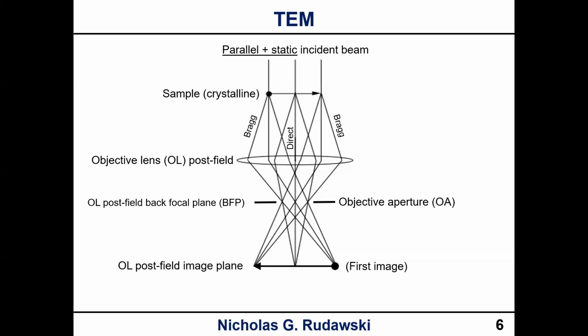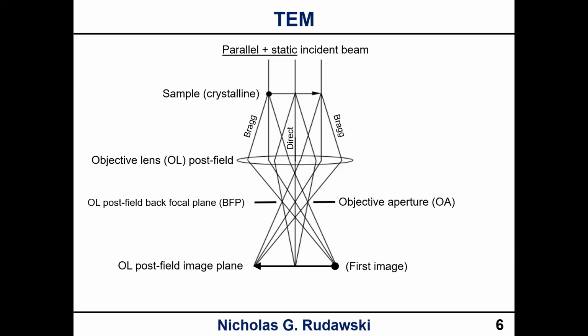Then if we have a twin objective lens design, we have a post field for our objective lens that focuses the exit wave from the sample into an image. Along the way, we form what's called a diffraction pattern at the back focal plane of the objective lens post field.